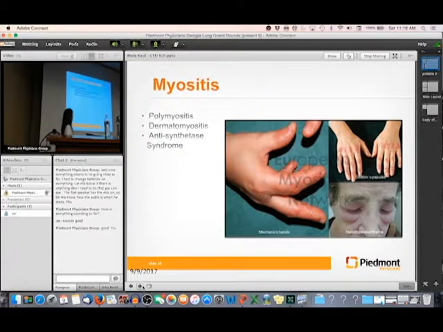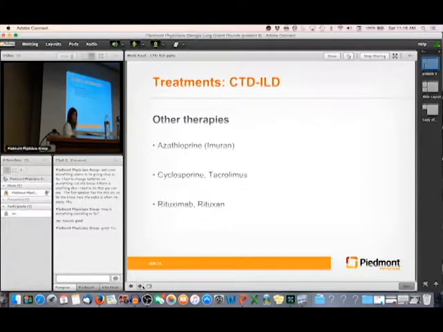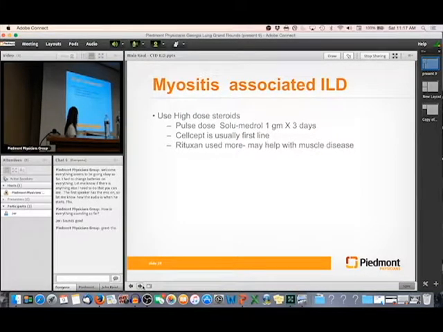All right. And so with this, when you have ILD associated with myositis, we do generally use pretty high doses of steroids. Pulse steroids is what it's called, so through the IV, high doses. CellCept is still usually the first-line therapy, the mycophenolate mofetil, the drug we just talked about for scleroderma. And then Rituxan is another drug that sometimes is used a little more when patients have myositis-associated ILD because it helps with the muscle disease as well.